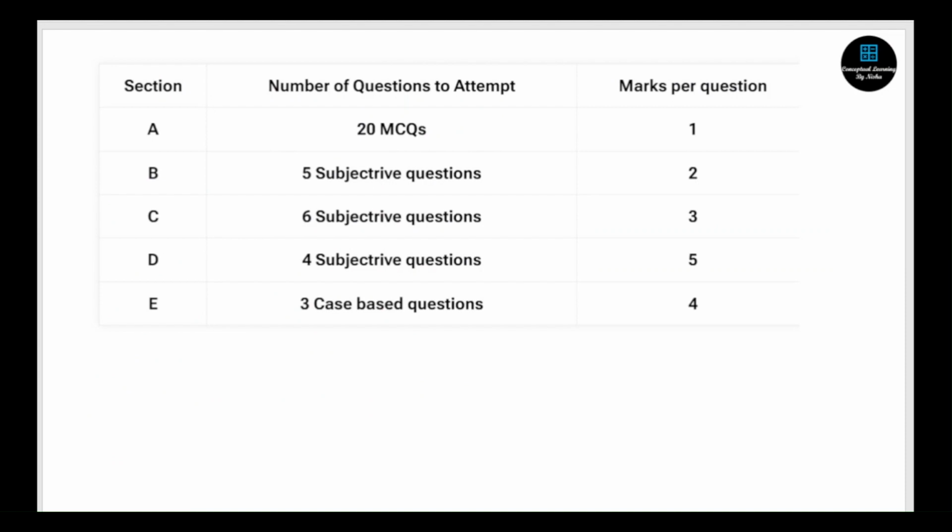Now here, the math question paper has 5 sections. Section A has 20 MCQs, which are 1 mark questions. B has 5 subjective questions, 2 mark questions. C has 6 subjective questions, 3 mark questions. D has 5 mark questions, there are 4 questions, and E has case based study questions, which are 4 marks, and 3 questions will be there.